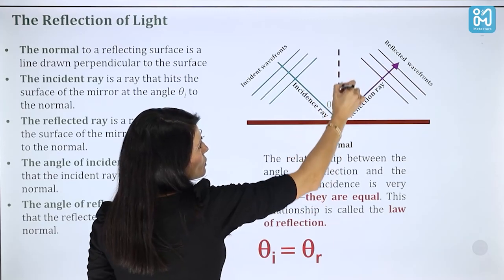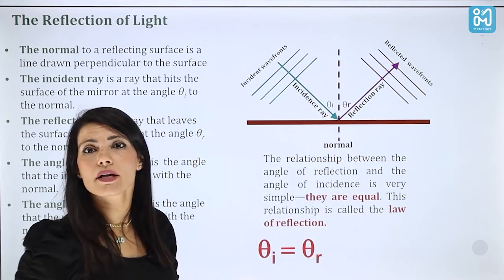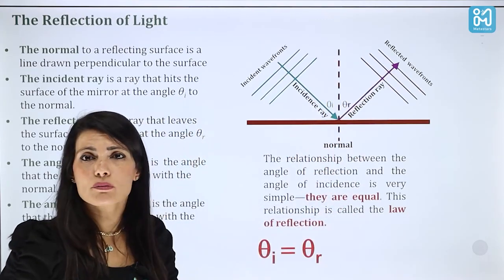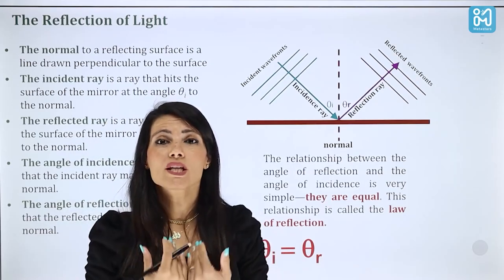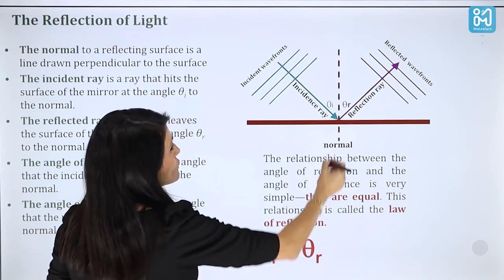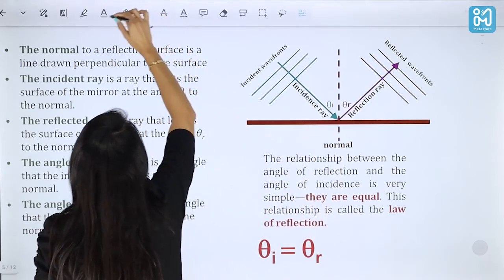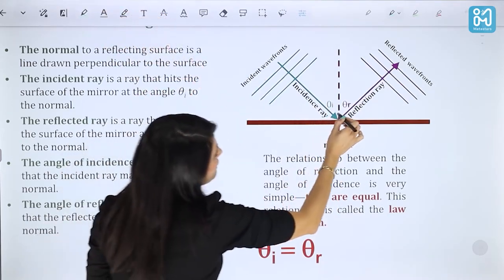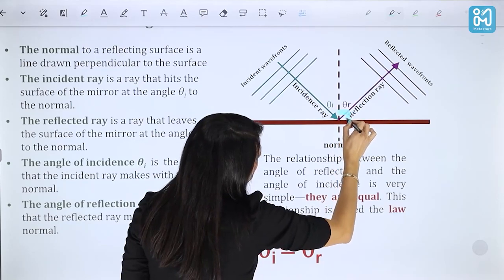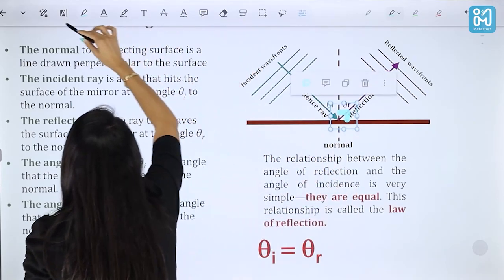Can you see this dotted line? This dotted line is called the normal line. This normal line is an imaginary line. We draw it in order to solve. So, we draw a perpendicular line. Let me show you how we do it. This is a perpendicular.